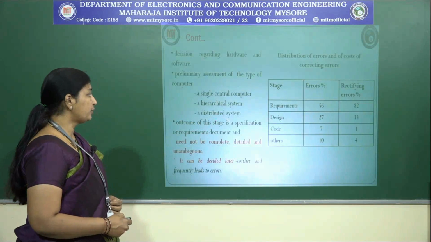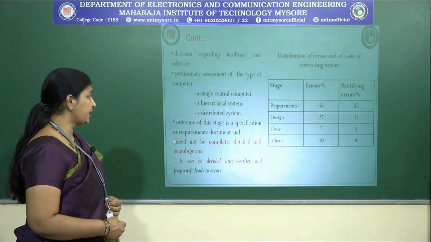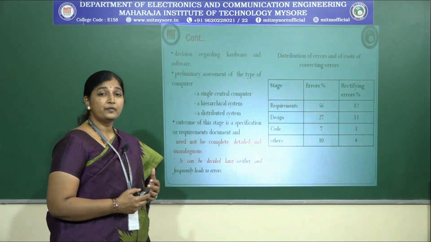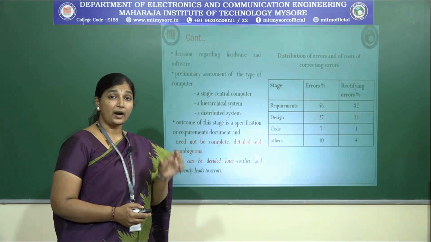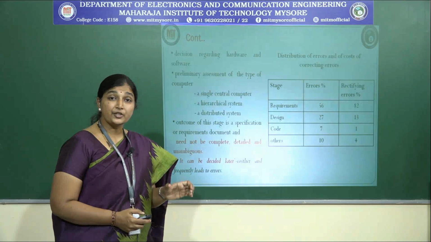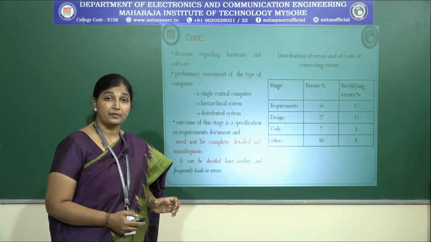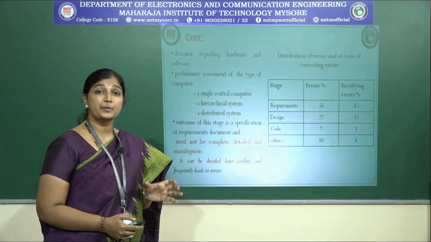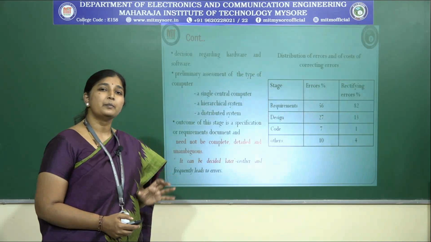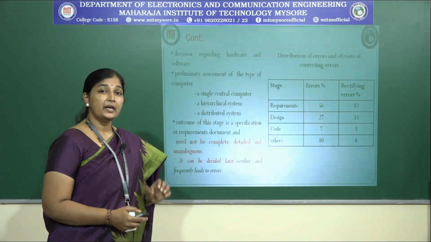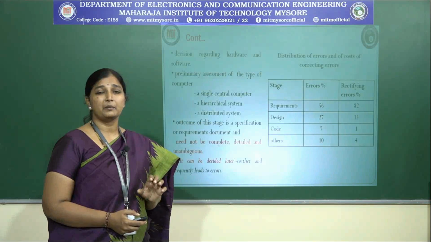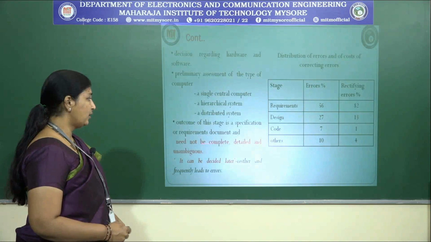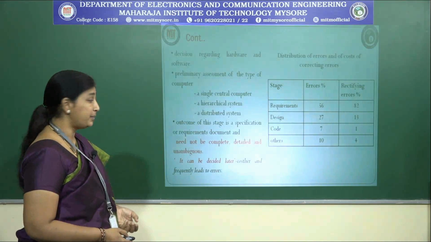Then the outcome of this stage is the specification or the requirement. The outcome of the initial planning is that you have to have a perfect specification of all the hardware and the software which is implementable for the next stage. So the designing and specification has to be completed in the planning process itself. It is not exact, but it can be approximately done. It need not be complete or detailed, but it should be unambiguous.